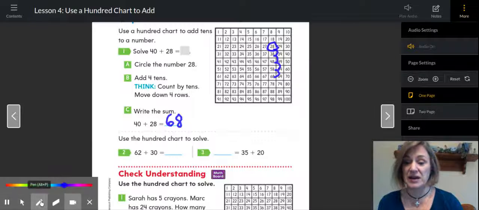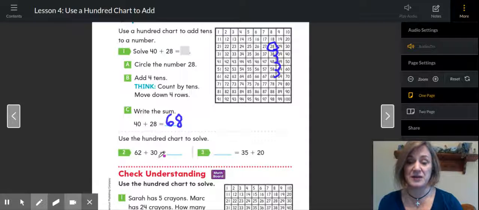So now let's try the same strategy. I'm going to change my ink color. Let's try the same strategy for 62 plus 30. So 30 is going to be an easy number to hop by because it's an even 10. So if I start at 62, I'm going to circle my 62. And I'm going to hop down because I'm counting by tens, 30. So I would go 10, 20, 30, and it would be 92. Be sure that you don't start counting until you move away from your start number. So don't say 10 until you've hopped and actually left the 62.